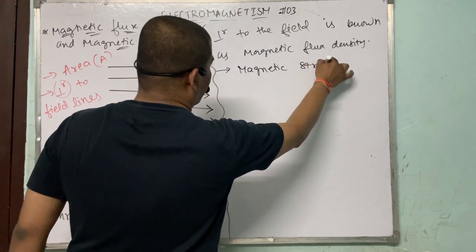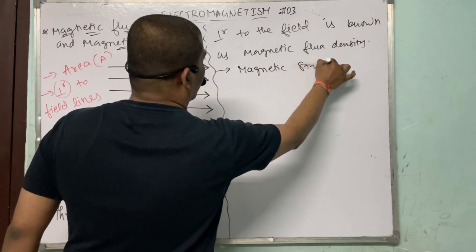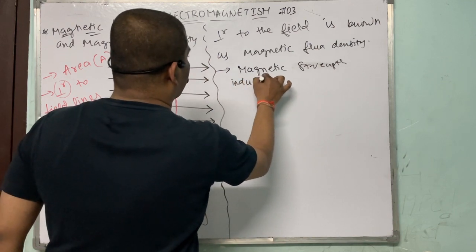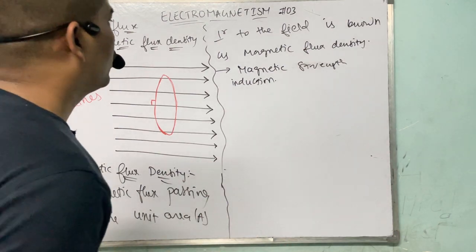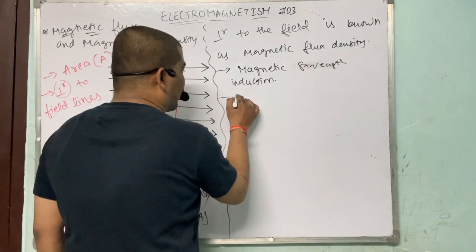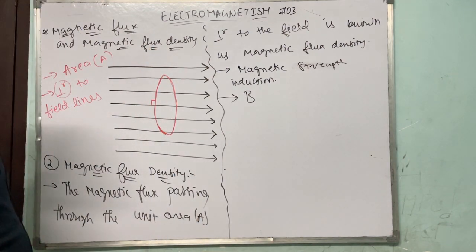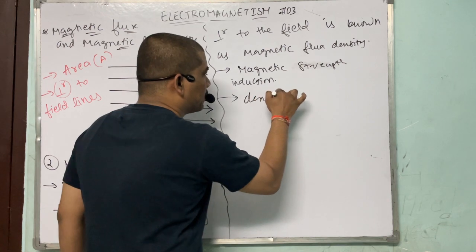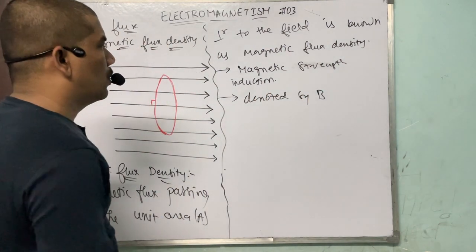strength induction. Different books use different names. So many words will be used in this. Magnetic strength induction or magnetic field induction also. And magnetic flux density is denoted with B. It is denoted by B.